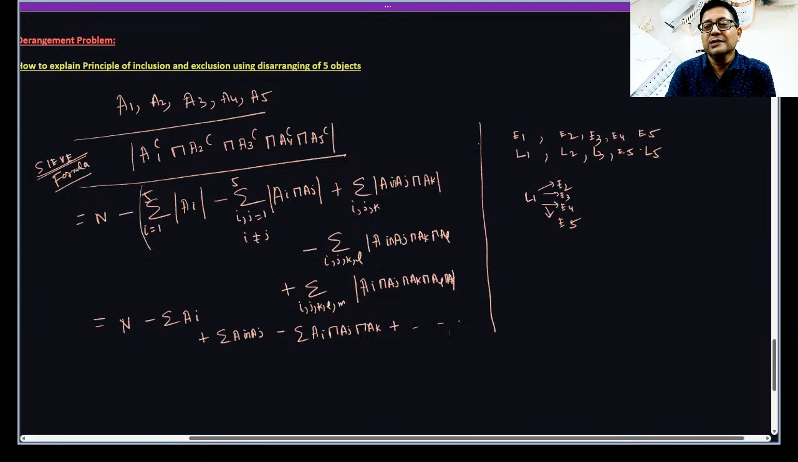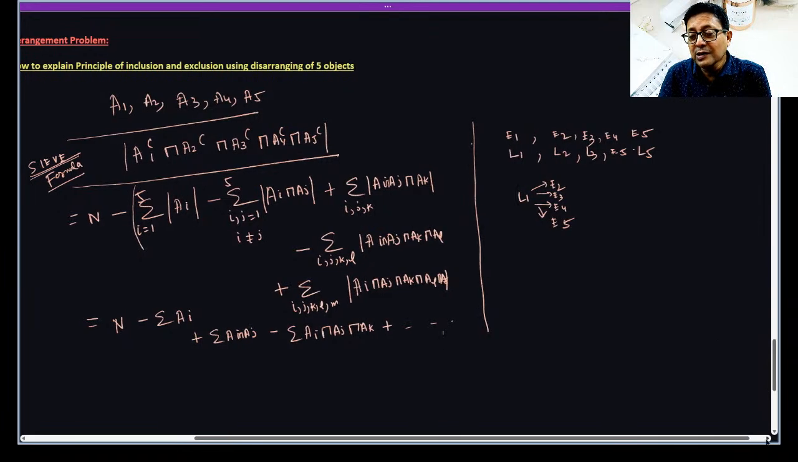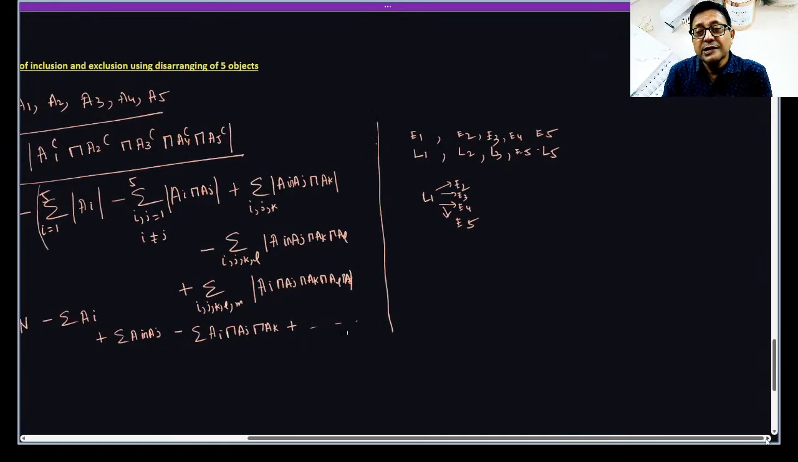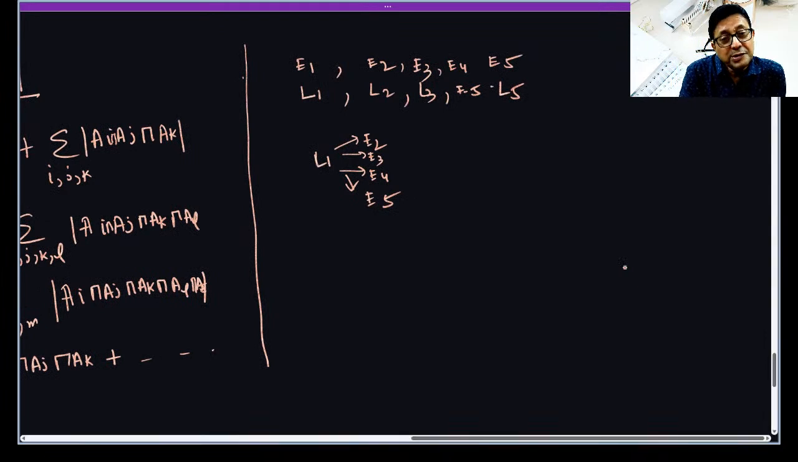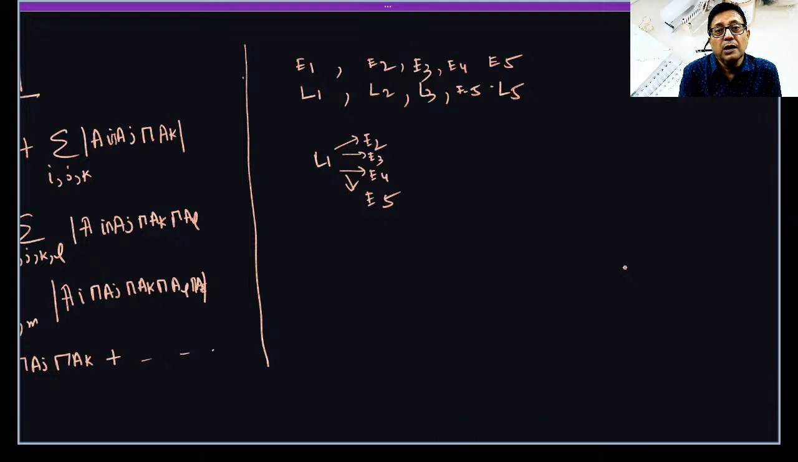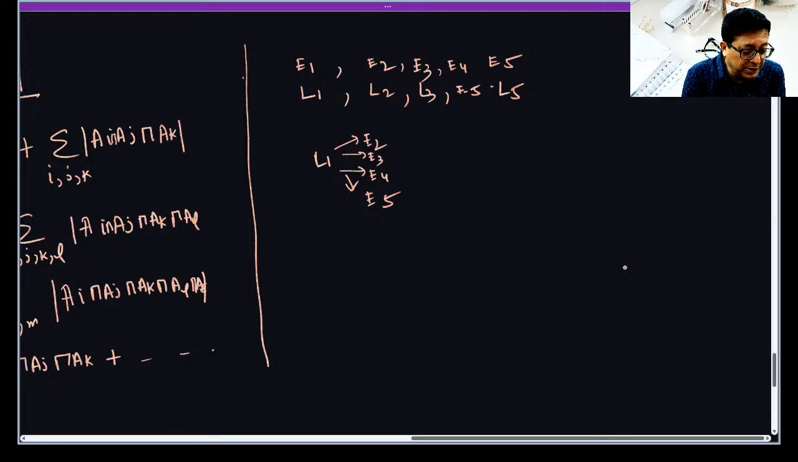Continues this method. So here, rearrangement for letters, it has a similar meaning. You are just taking the cases where none of them goes to the correct one. Okay? Now let us solve the problem in this manner.